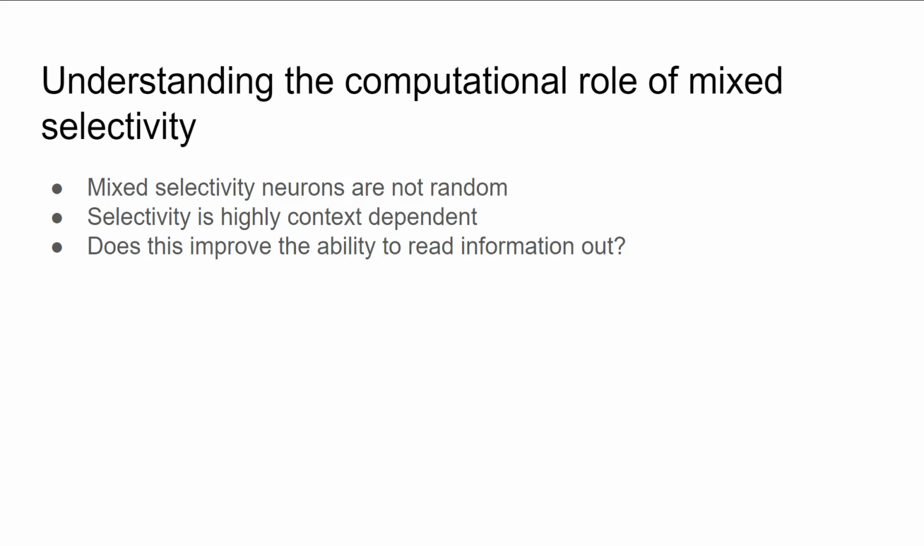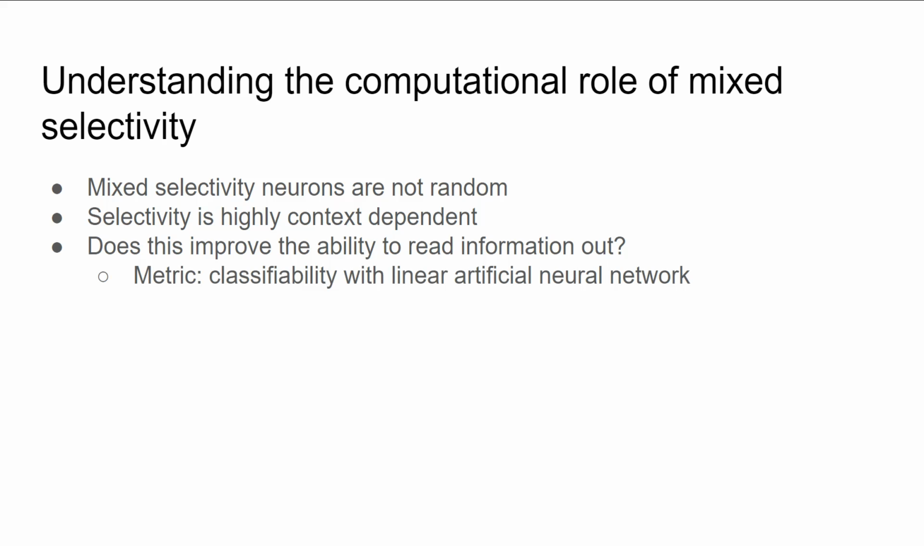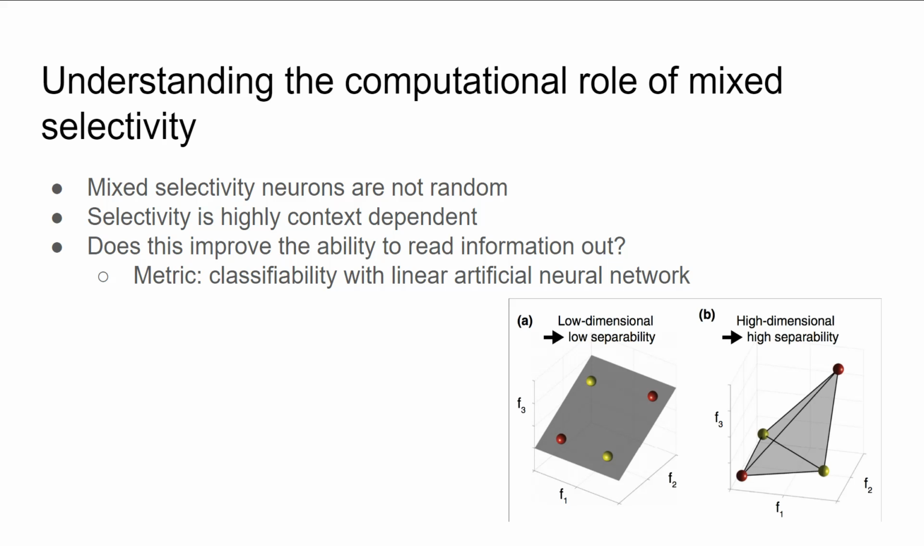So would this mixed selectivity improve our ability to read information out? The answer is yes. If we have a task with 3 features, F1 is feature 1, F2 is feature 2, F3 is feature 3, and we have neurons that exactly read those features. So neuron 1 is exactly telling us feature 1, neuron 2 is exactly telling us feature 2, neuron 3 is exactly telling us feature 3, and it's perfectly linear, and they respond in this kind of manner.